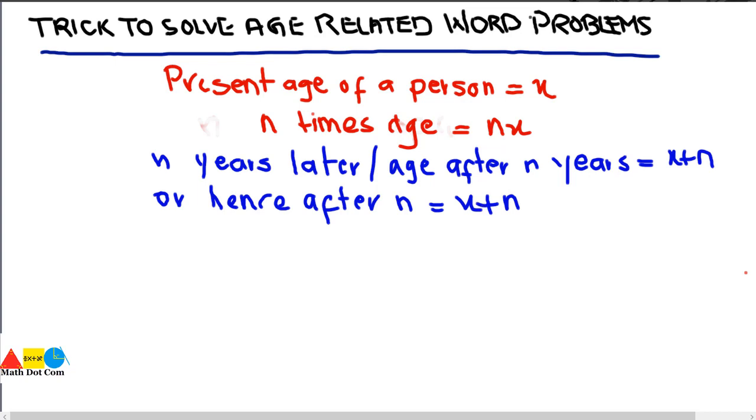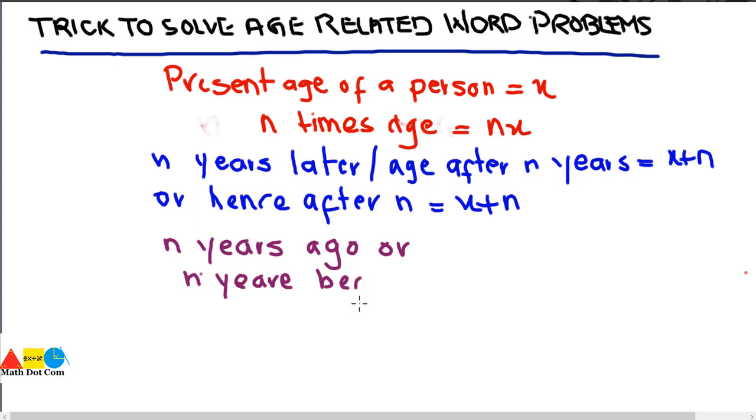Other than this, if you come across the statement n years ago or n years before, then you have to form the equation as x minus n. You have to subtract n from the current age. It means you have to move back in age if you come across statements like this. Okay, so keep these statements in your mind.